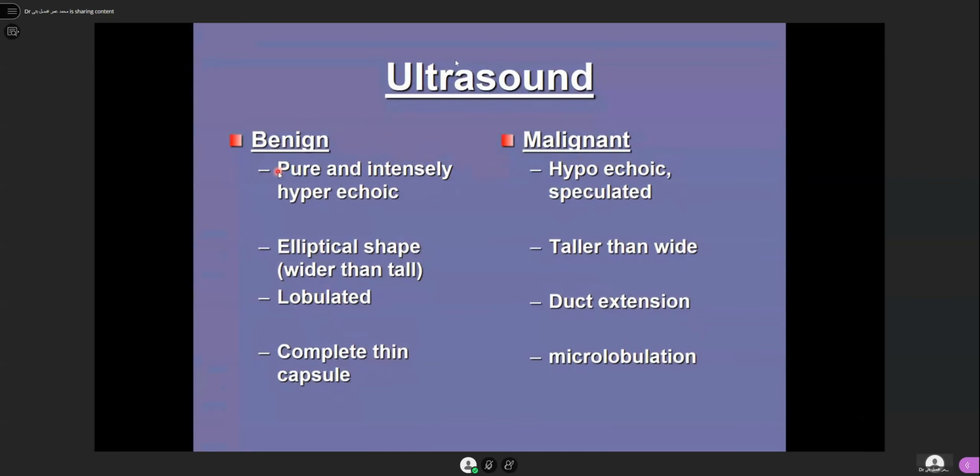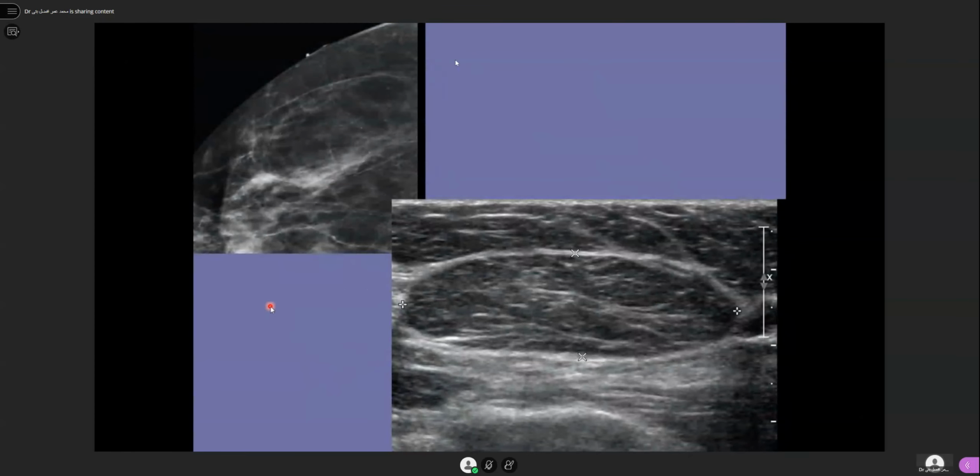And one more very important differentiating point is that benign masses are wider than tall, and malignant masses are taller than wide. This is not always 100%, but most of the time the benign masses are wider than tall on the ultrasound image. They show lobulation but few lobulations. On the other hand, malignant masses show microlobulations. And sometimes you see a thin capsule surrounding the breast mass. If there is a capsule, again it is an indication of a benign breast mass.